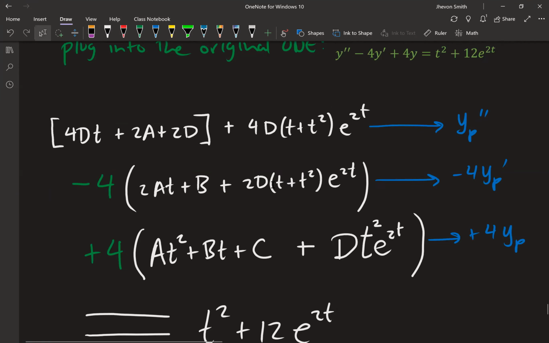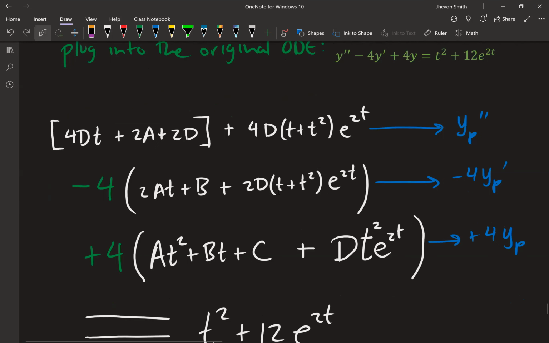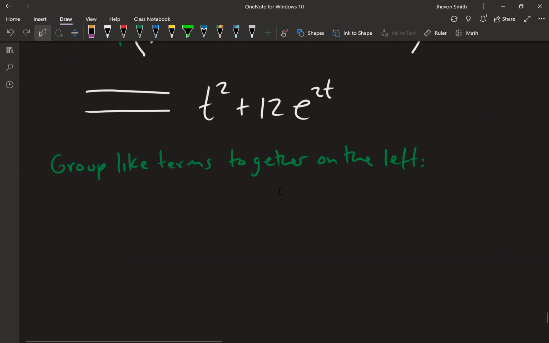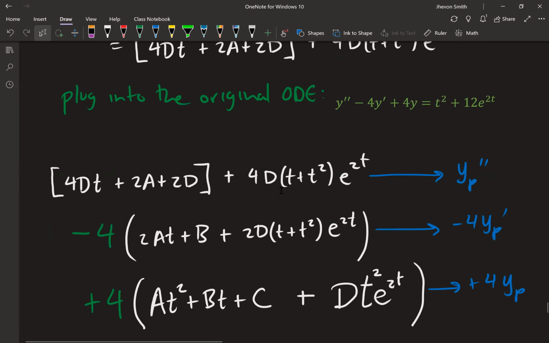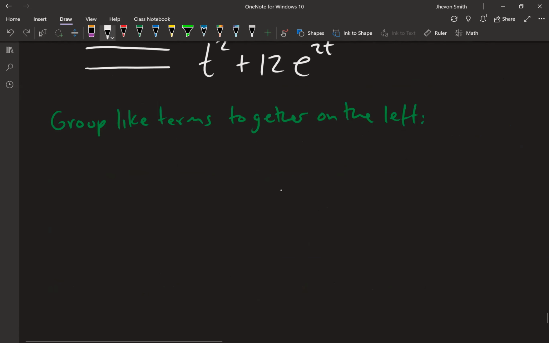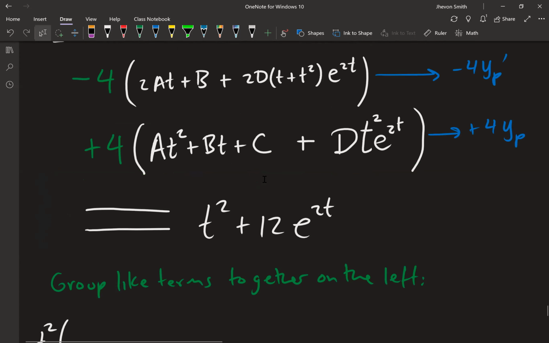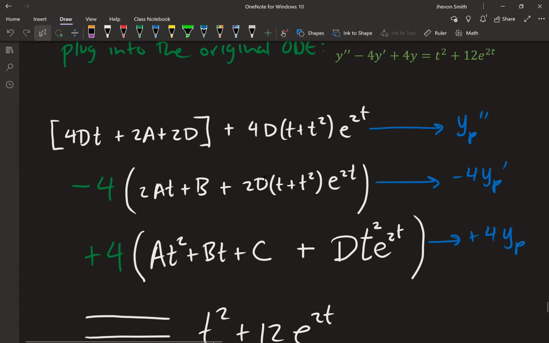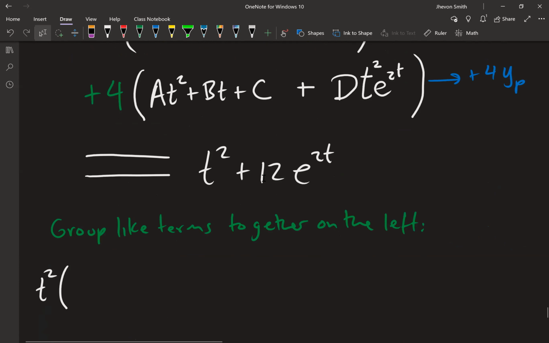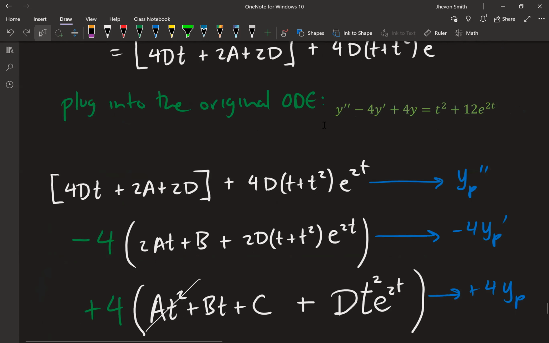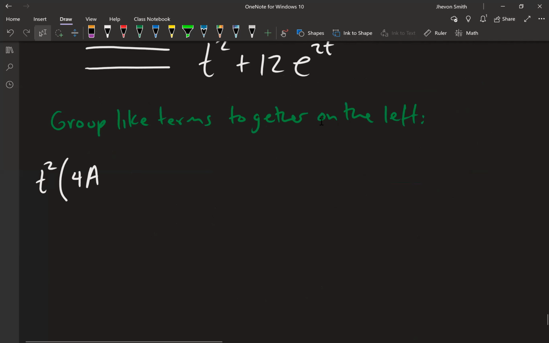So this comes down to, going to the right, I'm going to group all the t squares. So I have t squares times... Ever I see a t squared by itself, I'm going to grab it. I have one here. That's 4a t squared. Any more t squares? No, that's it.